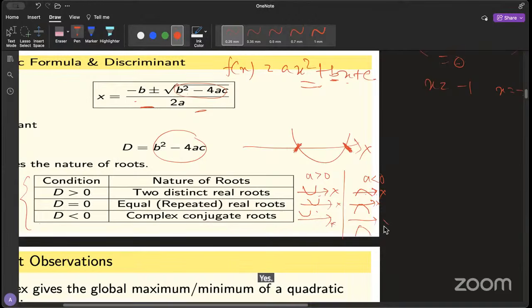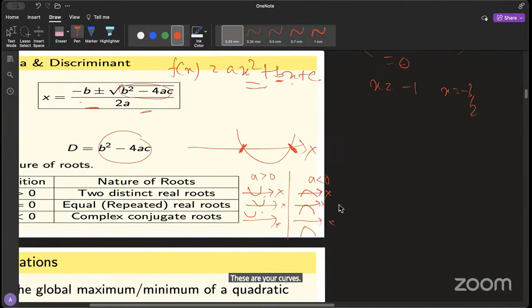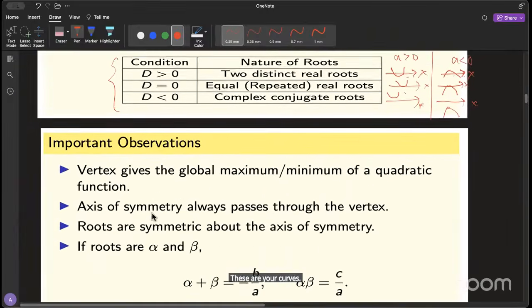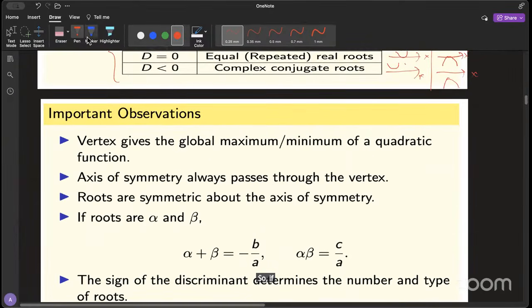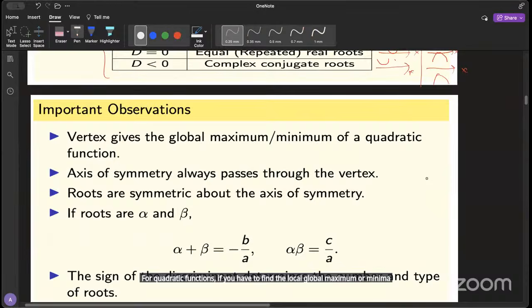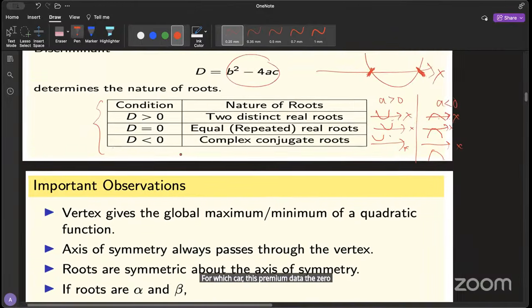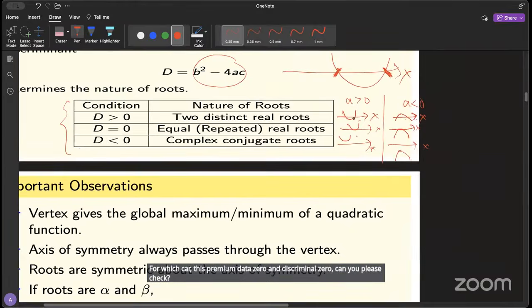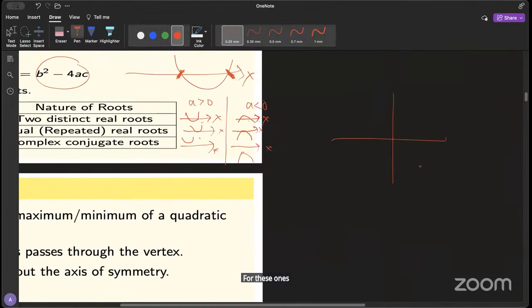Yes, ma'am. So these are your curves. And then, for quadratic functions, if you have to find the global maxima or minima, all you have to do is... Ma'am, for which curve is the discriminant greater than 0 and discriminant less than 0, can you please say? For these ones, when your graph touches the x-axis at 2 points, your discriminant is greater than 0.